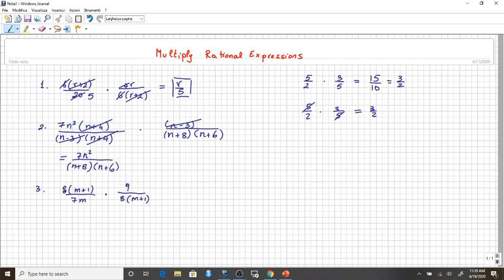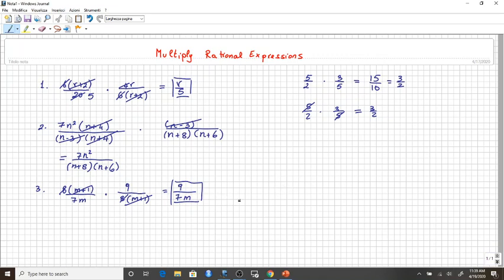Well, notice 8 and 8 can be simplified, they are the same. n plus 1 and n plus 1 can be simplified as long as n is different than negative 1. Of course, we want also m to be different than 0. So we end up with 9 divided by 7m, because this cannot be simplified. So this is your final simplified expression.